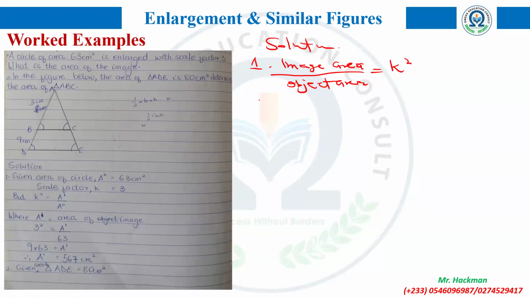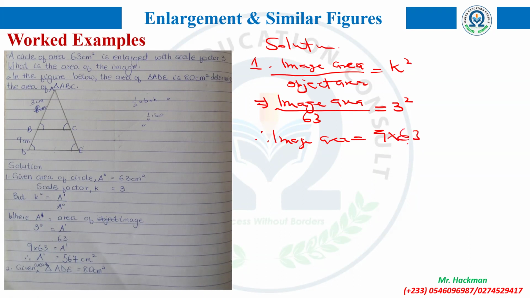Then this implies that you are looking for the image area. That's the parameter that you don't know. Image area over the object area you are told is 63. Don't ignore the units; later you can deal with it. Then it's equal to what? Your k is 3, so you get 3 squared. At this point, you know what to do. Therefore my image area will be equal to 9 times 63, then whatever you attach, your centimeter squared.